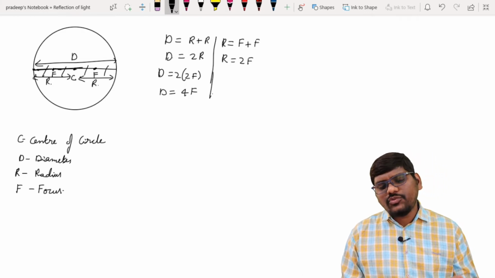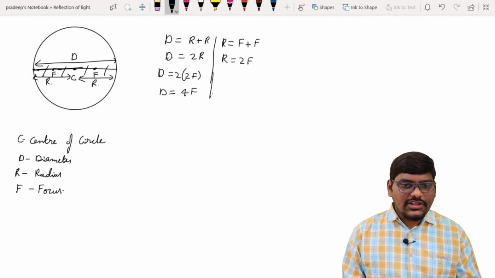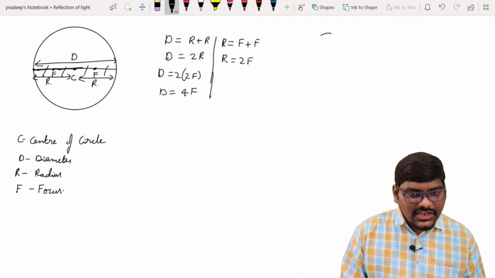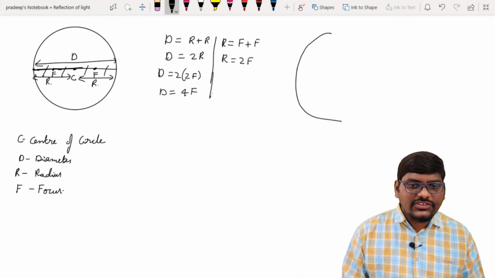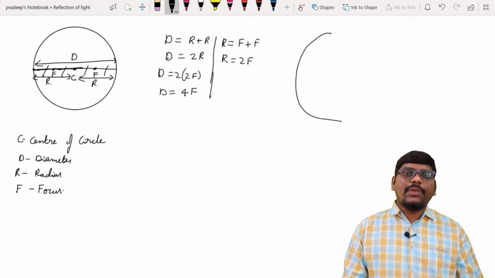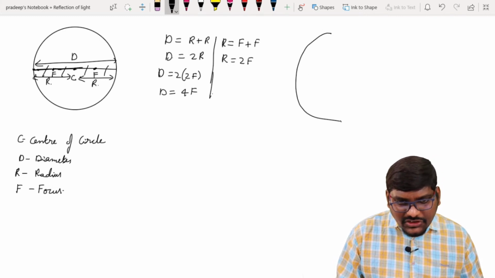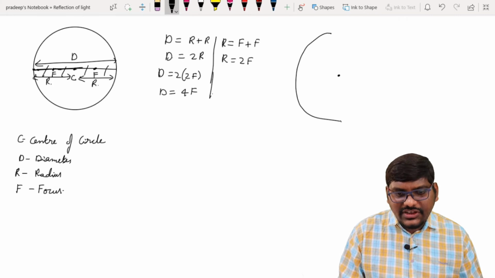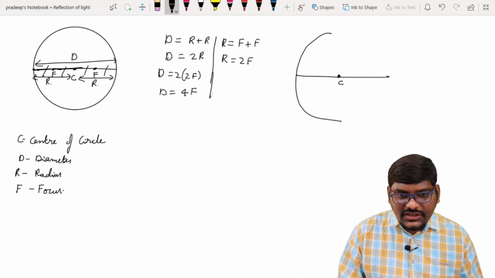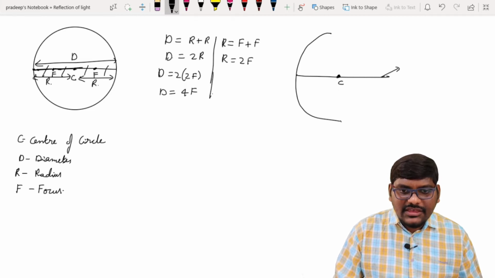So just now we have spoken only about the circle. Now let's understand more. What is this? A part of the circle is called a curve. Even to draw this curve we require a center, right? So a line which is passing through the center, this particular line we will call the principal axis.